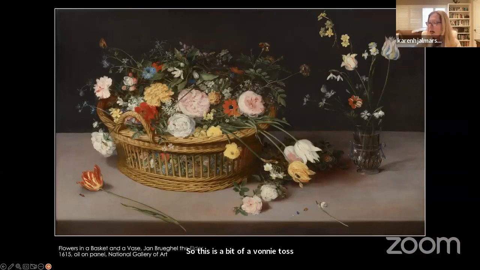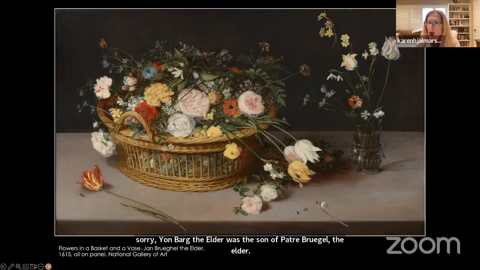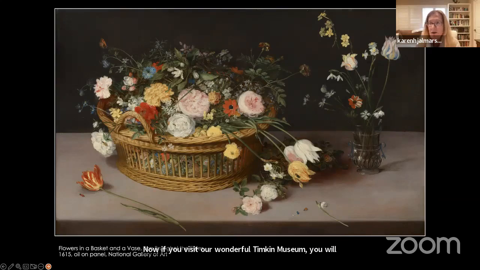We're going to go to the next artist, and that's Jan Bruegel the Elder. Jan Bruegel the Elder was a son of Pieter Bruegel the Elder. Now, if you visit our wonderful Timken Museum, you will see a work by his illustrious father. It's a landscape parable of the sower. But Jan Bruegel did not only do religious paintings like his father, but he really concentrated on things like still life and landscapes. So he was considered a Flemish painter.